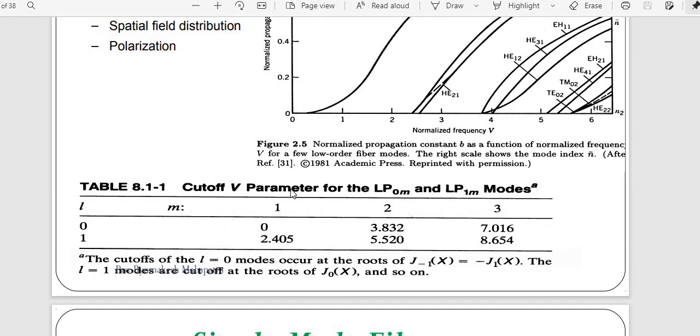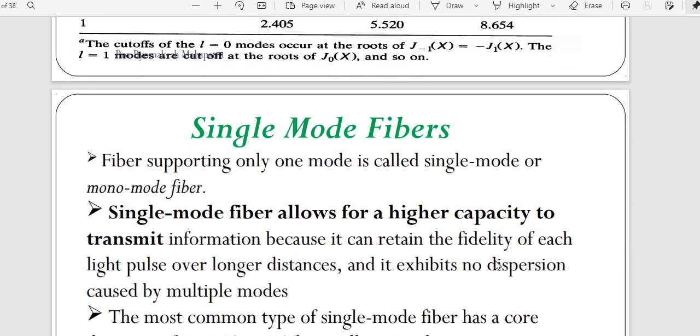So when M modes are increasing, as you can see in the cutoff V parameters, this is how we get the cutoff value. Initially when L is 0, we don't want to see M, only when M value is 1, it is 0. And M keeps on increasing, as you can see over there. You need to learn this constant just to know how it is going to vary.